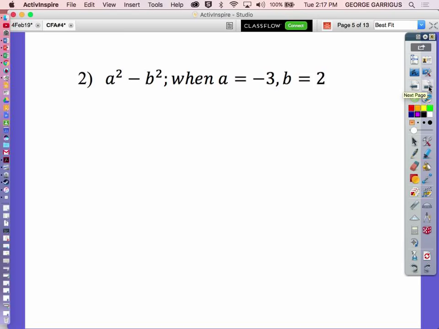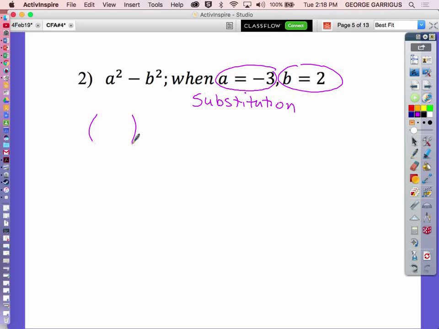Problem 2. Please feel free to pause the review of the CFA any time that you need to pause and do your test corrections. This we're going to use substitution. You're given that A equals -3 and B equals 2. It's important to use the parentheses to group this so you don't make any errors. It's (-3) squared, and we'll use the parentheses here, minus 2 squared. -3 times -3 is +9, minus, and 2 times 2 is 4. And so 9 minus 4 is 5.